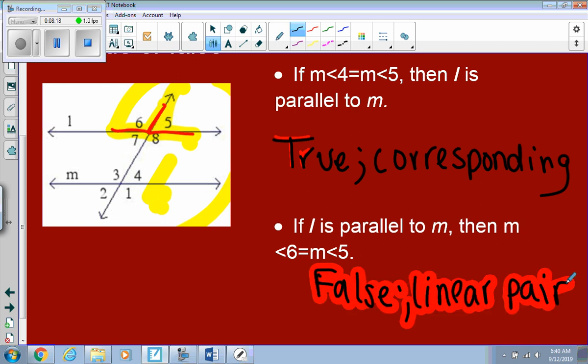Now, linear pairs can sometimes be equal, right? They can be equal when they're both 90. So that piece of information is not always necessarily false, but it's not going to prove that the lines are parallel. Okay, that's the key there. Again, you have to have enough information to prove lines parallel. You have to know information about both lines.